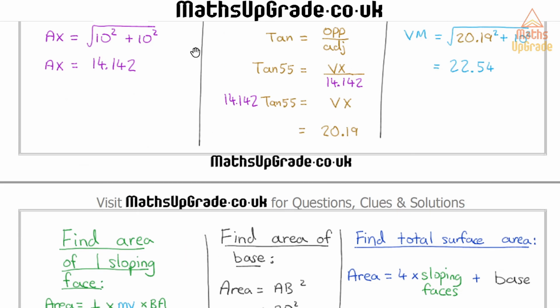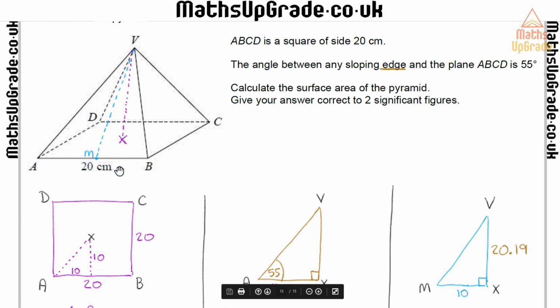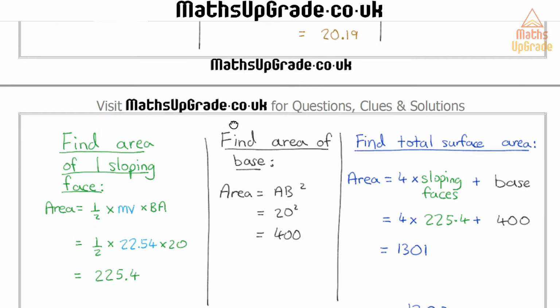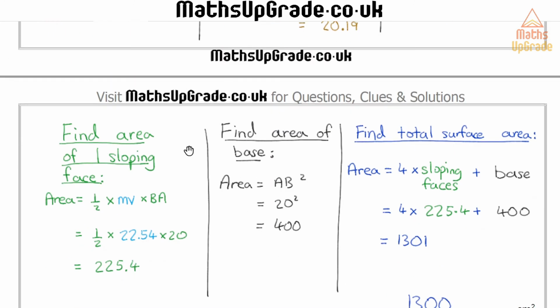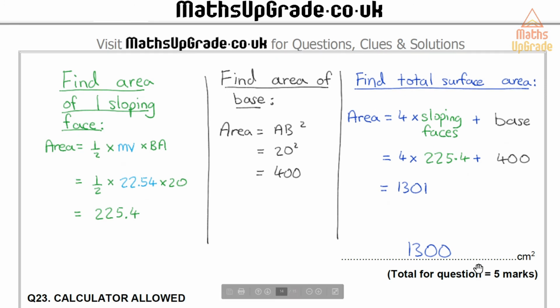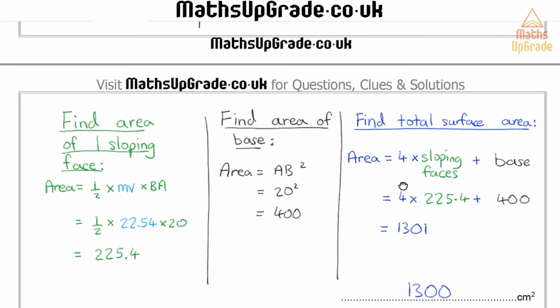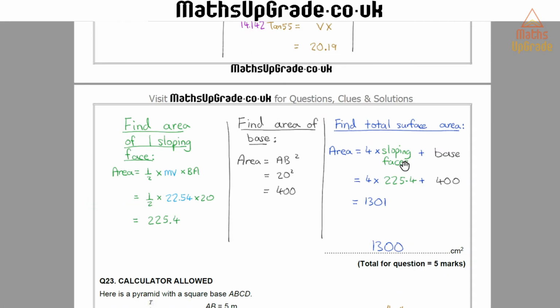To find the area of the base, that's quite simple. The base is just a square, so it will be 20 times 20, so that will just be 400. To find the total surface area, the total surface area of course is all four sloping faces, which are identical, plus the area of the base. Adding all those up, I got 1300, and that would be to two significant figures. The whole question there is worth 5 marks.